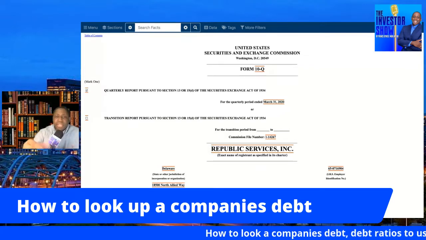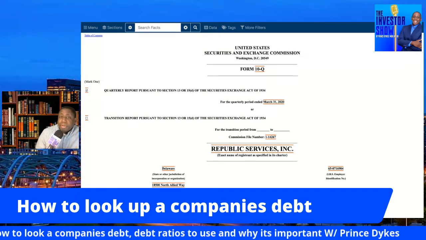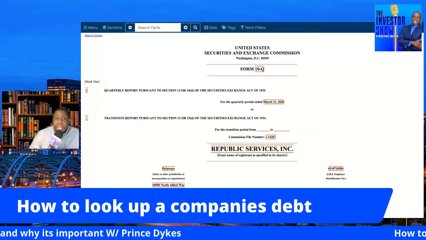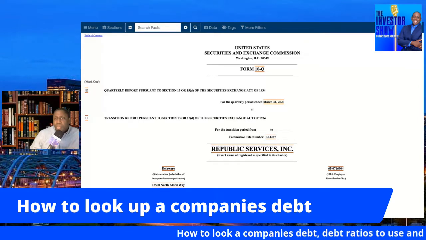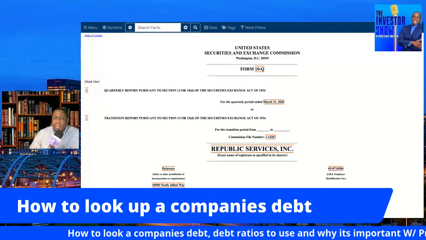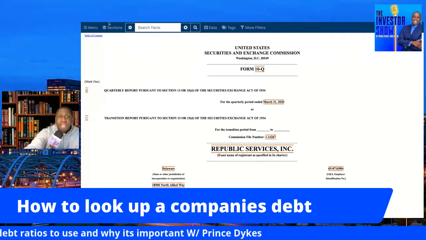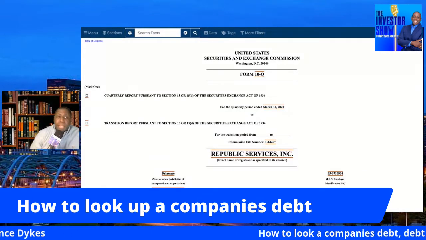So now I say, well, who's the top competitor to Republic Services? Republic Services' top competitor is probably Waste Management. Republic Services is number two. Waste Management is number one due to revenue, market cap, or whatever the case may be. So now let's see what Waste Management has compared to what Republic Services has. So that's how you can look up a company's debt.